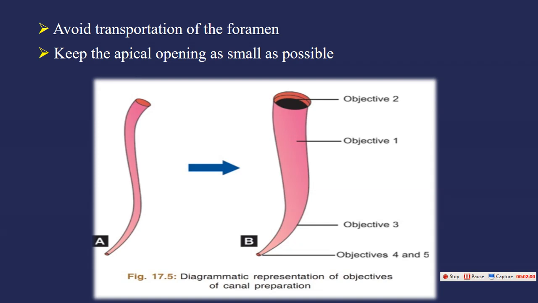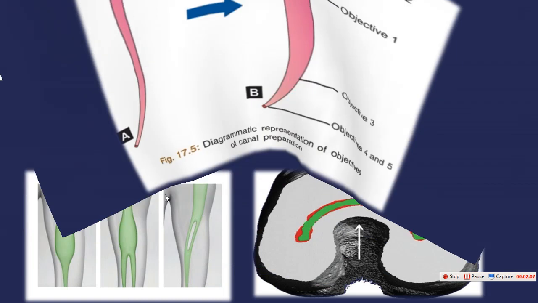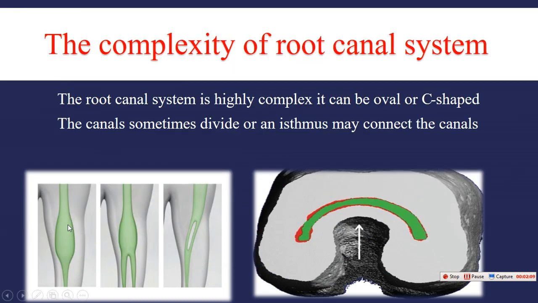So I need an instrument to reach all the complexity inside the canal, because the root canal system is very complex. The root canal system is highly complex. It can be oval shape or C shape as seen in this picture. Also it can be divided or separated by an isthmus. So I need an instrument to reach all these irregularities inside the canal.